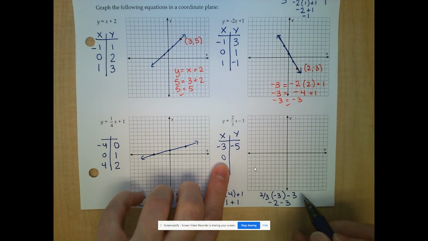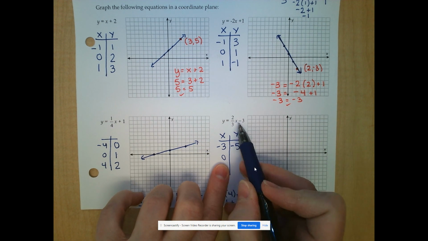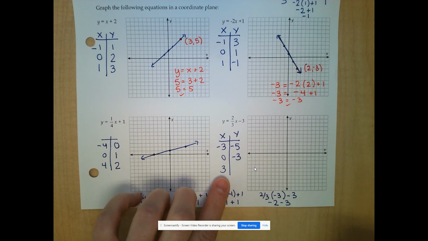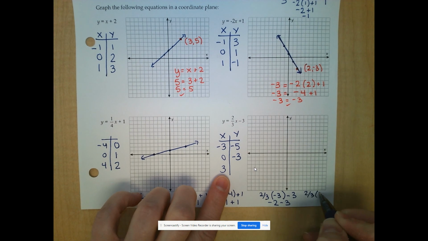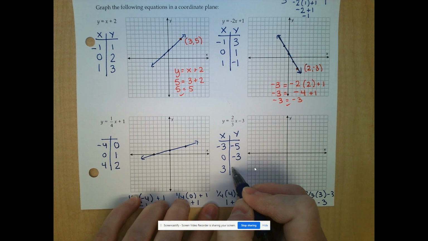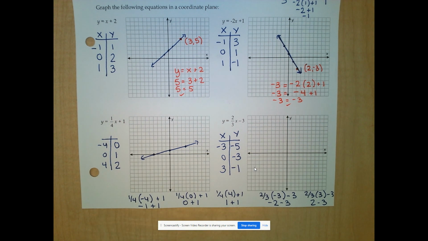I'm also going to have to do times 0. Well, anything times 0 is 0. Minus 3 would be -3. And then I have to do 2/3 times 3, which is the 3 and the divided by 3 cancel. So 2 minus 3 is -1. Now, you're welcome to check this. You could check it on a calculator.